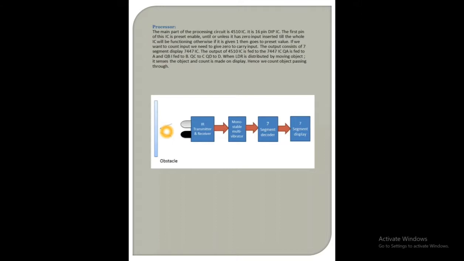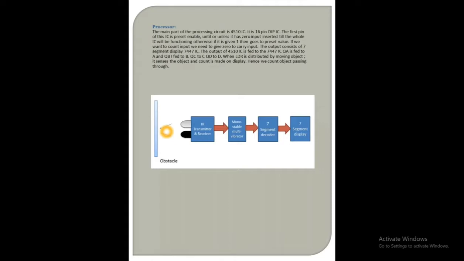Then the 7 segment decoder, and basically it increments the value first, as I said in the working process. And then the seven segment decoder decodes it and makes it manageable for the display to read it. And then the 7 segment display takes the value from the decoder and then displays the count.